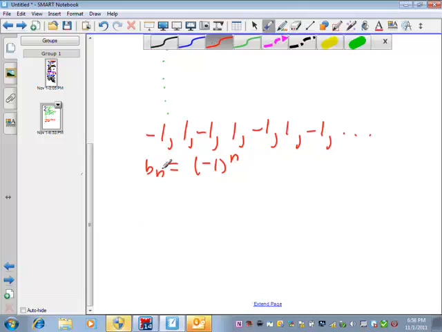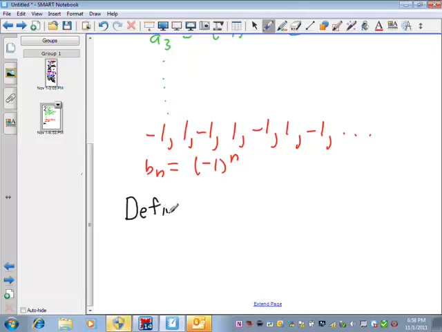Here's a definition. What's 4 factorial? 4 times 3 times 2 times... That's right. 4 factorial is 4 times 3 times 2 times 1. 7 factorial, 7 times 6 times 5 times 4 times 3 times 2 times 1. Okay. It's hard to write that as a definition.